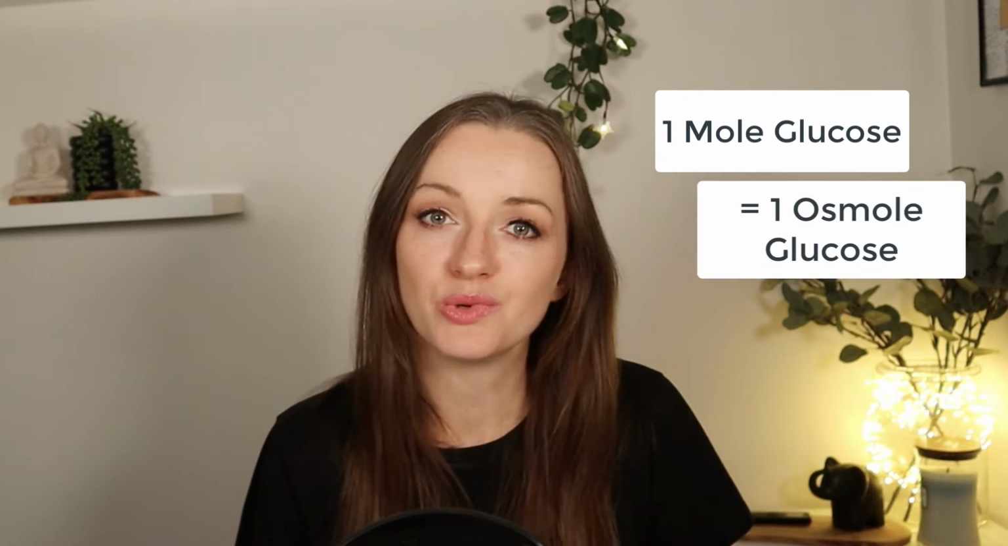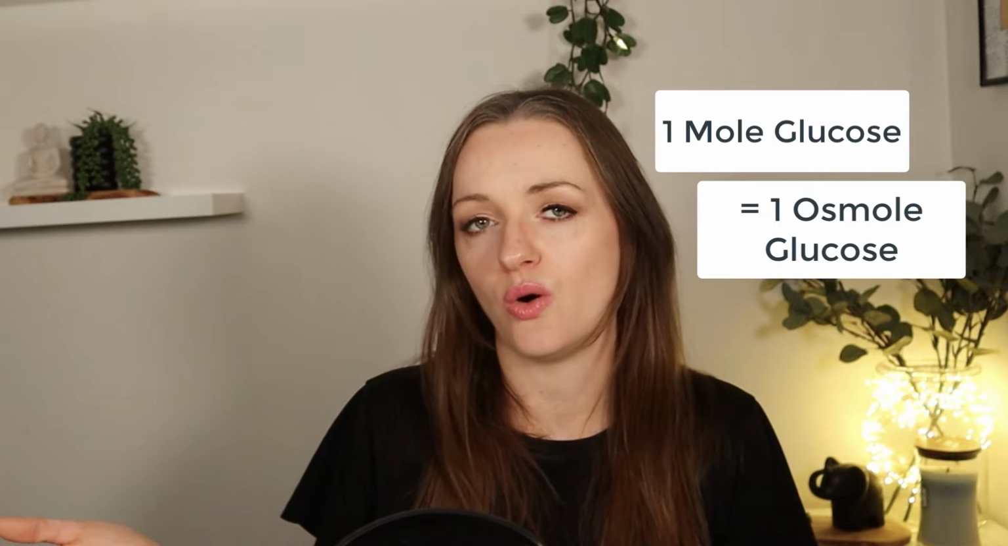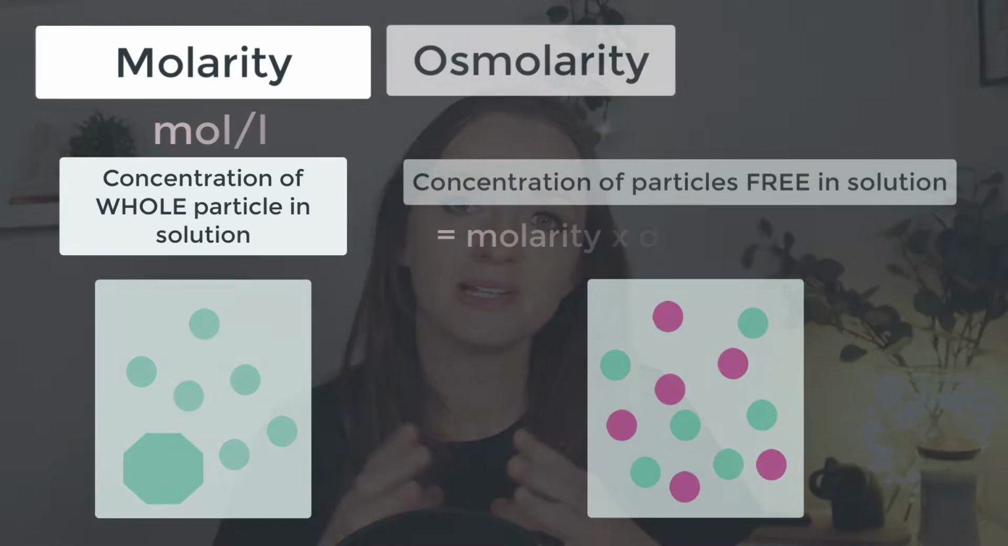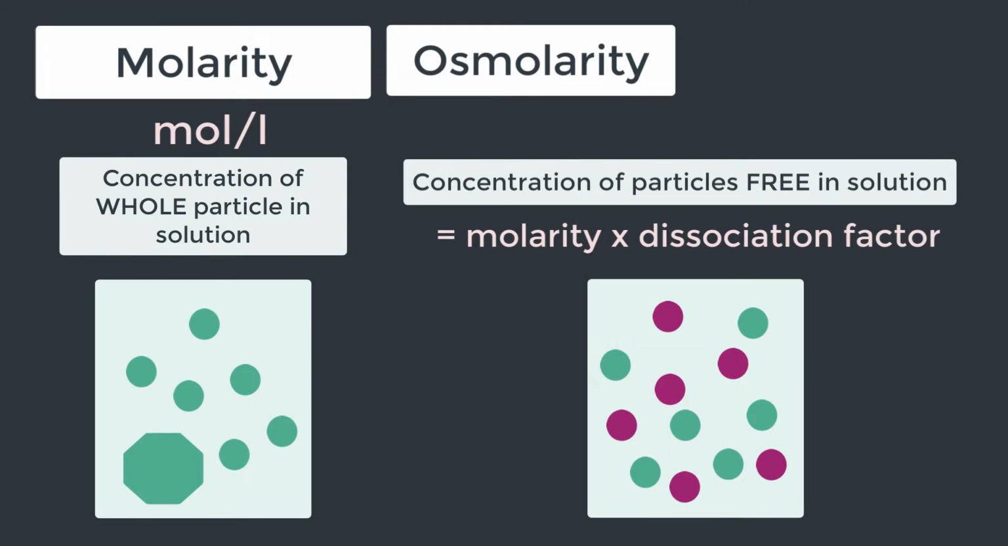So that's for things that do dissociate, but there are also other substances such as glucose which don't dissociate in solution. Glucose stays as glucose. And so in that scenario, 1 mole of glucose would give you 1 osmole of glucose. So osmolarity is about molar concentration in a solution multiplied by the dissociation factor, which could be 1 or more.